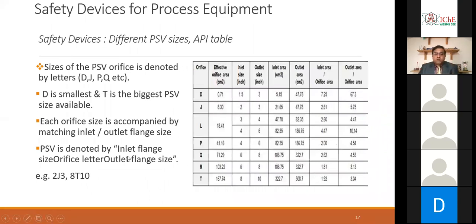So when you specify a PSV, when you tell the PSV size, this is how you tell that my PSV is a 2J3 PSV. It means it is a J orifice PSV with an inlet flange size of 2 inch and outlet flange size of 3 inch. 8 to 10 means you will know that I have to install a really bigger PSV there. It's a very big PSV. The relief loads are very high. Similarly, if I have put a 2J3, the relief loads are very low. So this is how you identify and express PSV in terms of the inner process unit.